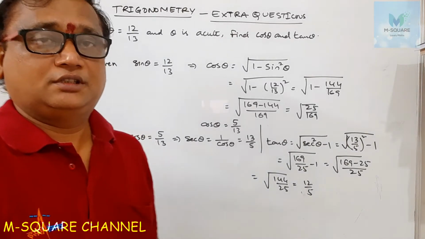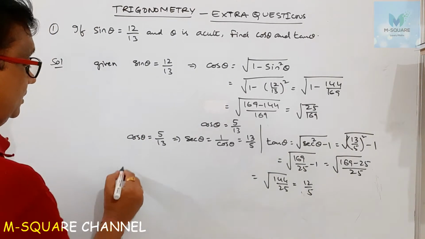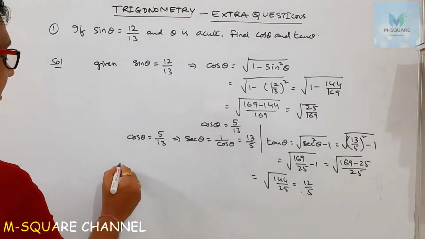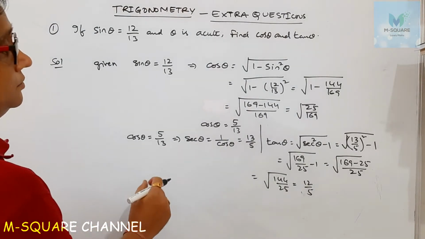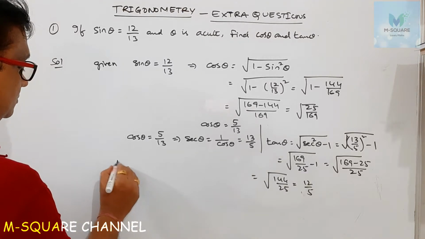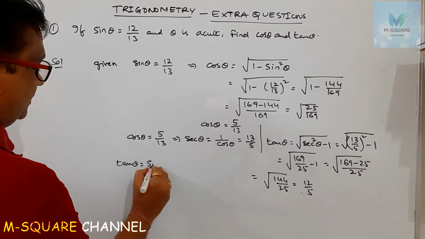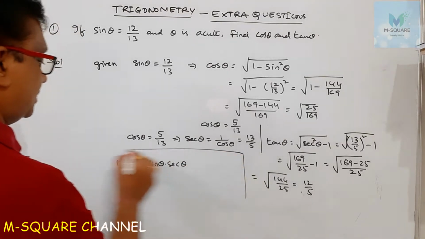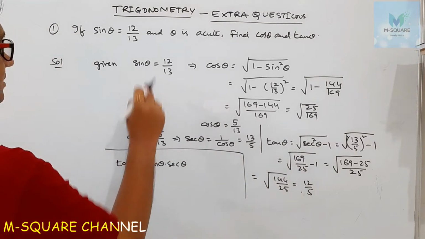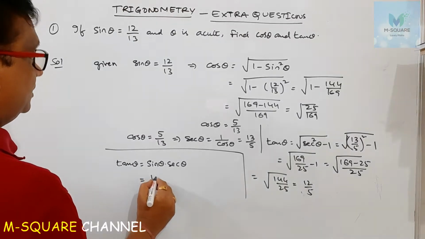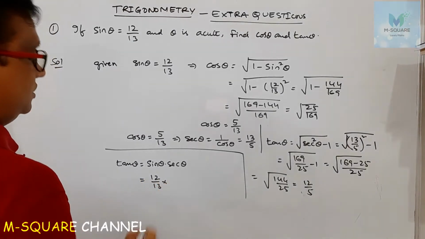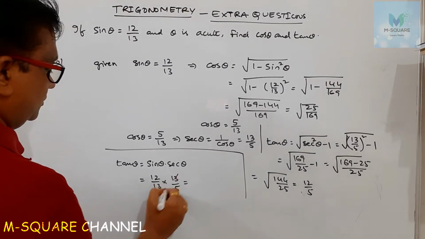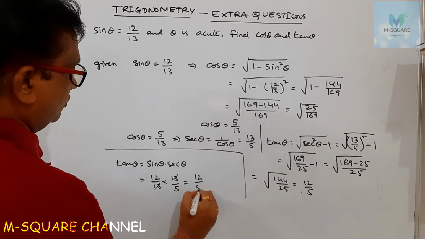Another method is also there. That is tan theta equals sin theta into secant theta. This is the shortest method. Sin theta is 12 by 13, into secant theta, which is 13 by 5. So 13 cancels, giving 12 by 5.